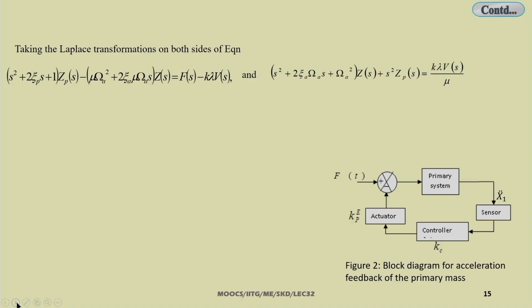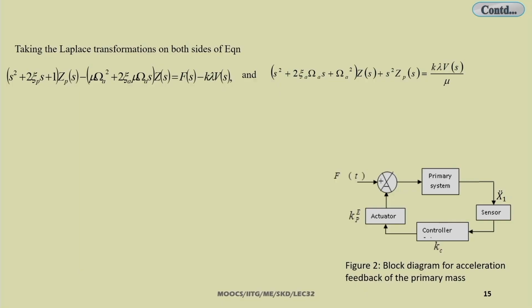So, we have a primary system, and the output is given to be x1 double dot. Here we are taking acceleration feedback. If we are taking acceleration feedback, we can put an accelerometer. It can sense this acceleration and it will give the acceleration to the controller.